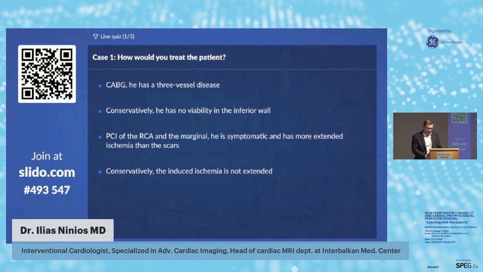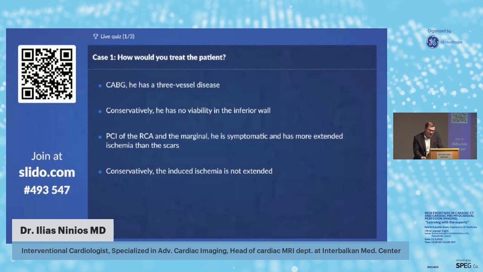Should we perform CABG because it is a 3-vessel disease? Should we treat conservatively because there is no viability in the inferior wall? Should we perform a PCI of the right coronary artery and the marginal because he is symptomatic and he has more extended ischemia than the scars? Or just conservatively because the induced ischemia is not extended?